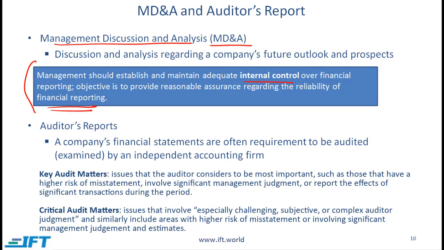The audit report also includes a discussion of key audit matters. Key audit matters are defined as issues that the auditor considers to be most important, such as those that have a high risk of misstatement, involve significant management judgment, or report the effects of significant transactions during the period.